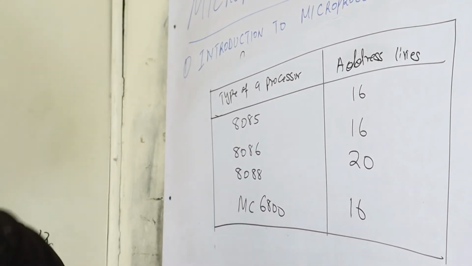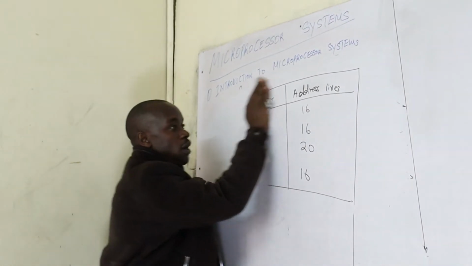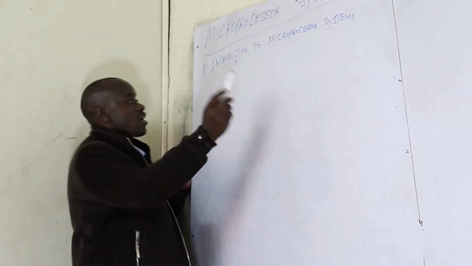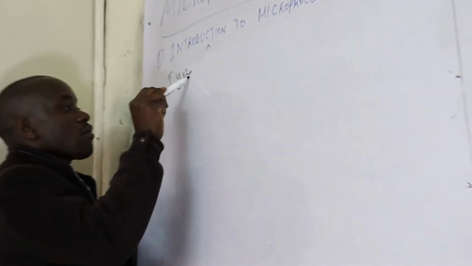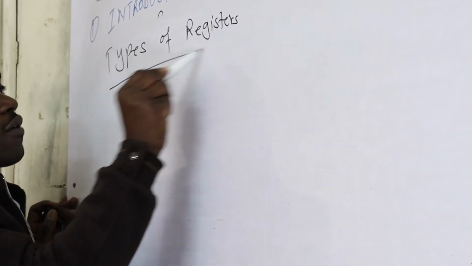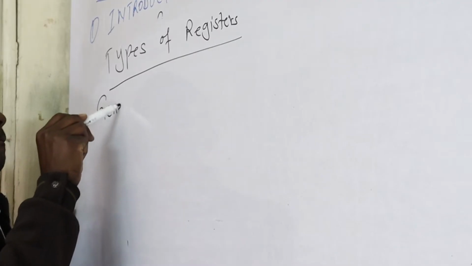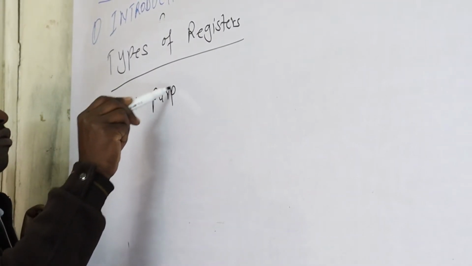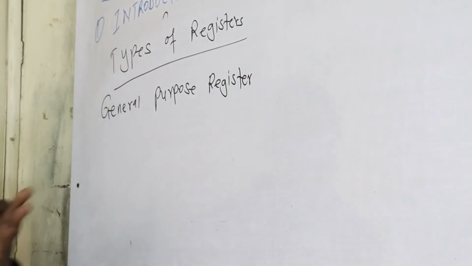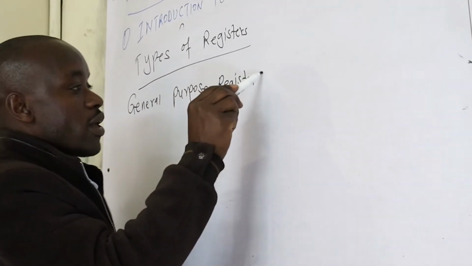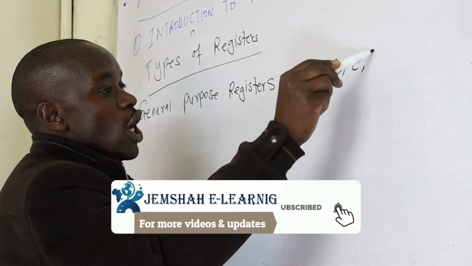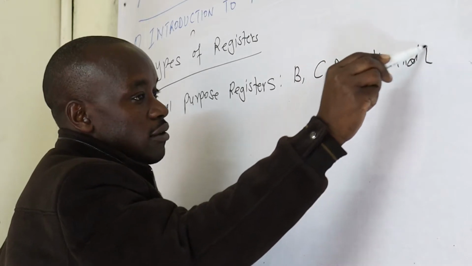Now, types of registers. So there are two types of registers. There are two types of registers available in most microprocessors. We have what we call general purpose registers. So our major discussion will be under Intel 8085. So our general purpose registers are registers like B, C, D, E, H, and register L.